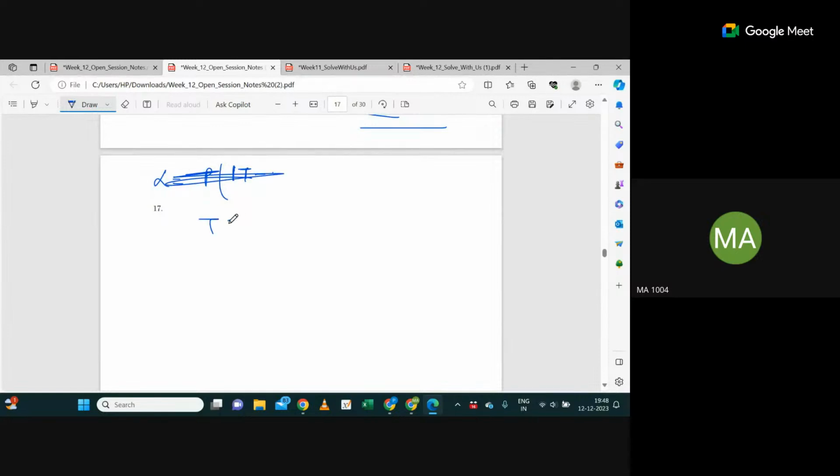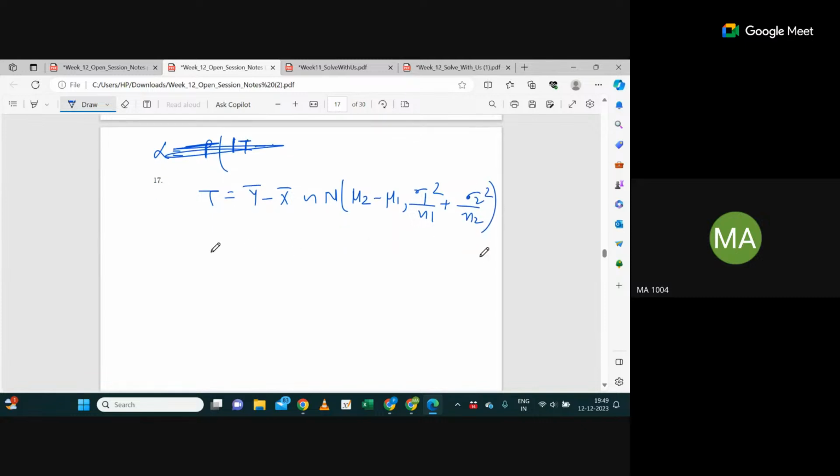How do we define T as y bar minus x bar? This is nothing but normal with mean mu2 minus mu1 and variance sigma 1 square divided by n1 plus sigma 2 square divided by n2, right? This is something we have done. For T, y bar minus x bar, I can write normal mu2 minus mu1, and for simplicity I will write the variance as sigma t square, that is, sigma 1 square divided by n1 plus sigma 2 square divided by n2, right?